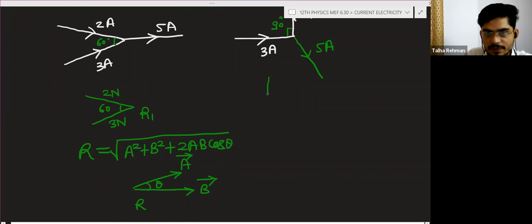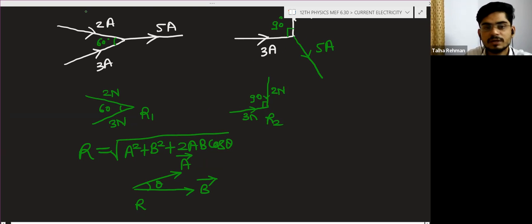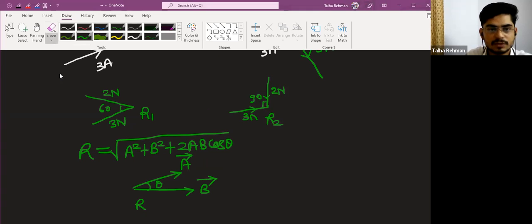Now what you have done, you have changed the angle between the forces, 2 Newton and 3 Newton force. Now here the resultant R2 will be changed because of this theta. But in case of this current, not so.